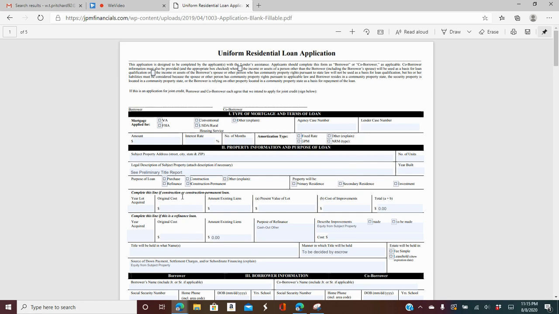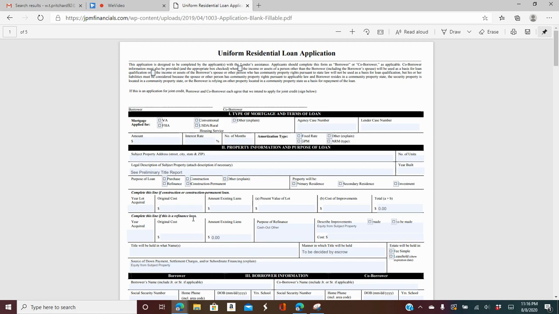Here it says complete this line if construction or construction permanent loan. I have never used this line. I have processed some construction loans, but I feel foggy at the brain and can't really remember using this line. However, complete this line if this is a refinance loan. This is a line that you will use every day, all day.